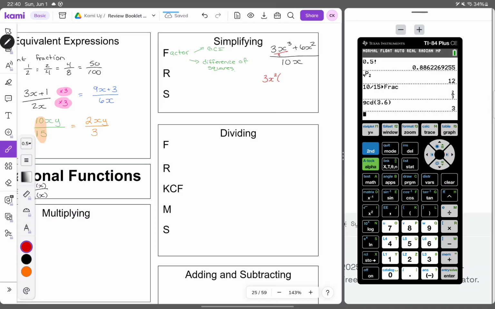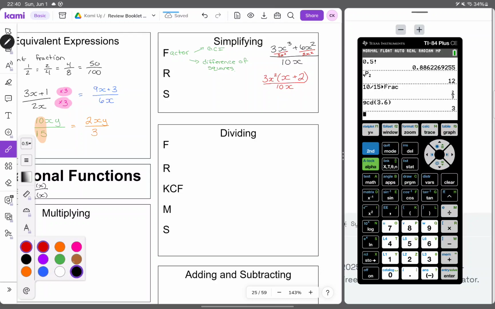And remember, it's like we're dividing both of these things by 3x squared. So 3 divided by 3 is 1. X cubed divided by x squared is going to leave me with an x. 6 divided by 3 is going to be a 2. And the x squared is going to cancel with the x squared. Here, I don't have anything to factor, so that denominator is just going to stay 10x.